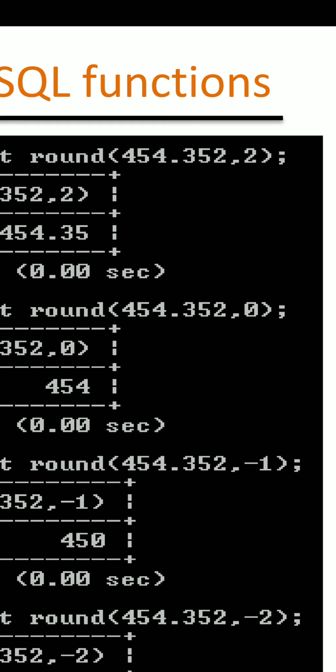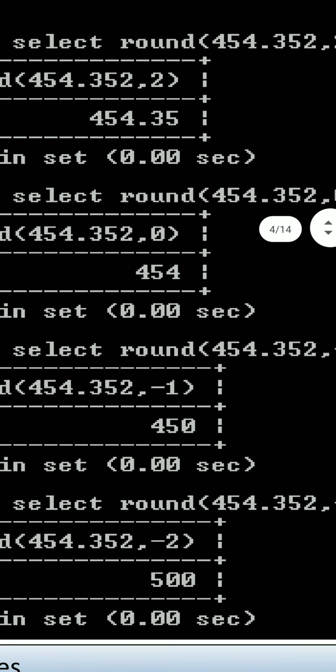Now we take another example. 454.352, -1. At the -1 location its value is 5, but the just right side value is 4 only, which is not greater than or equal to 5. So its result is 4, 5, and the next value is 0, because 5 is not converted, and the next value is rounded to 0, because if we remove the 0 it will remain only 45. That would not be a proper rounding operation.